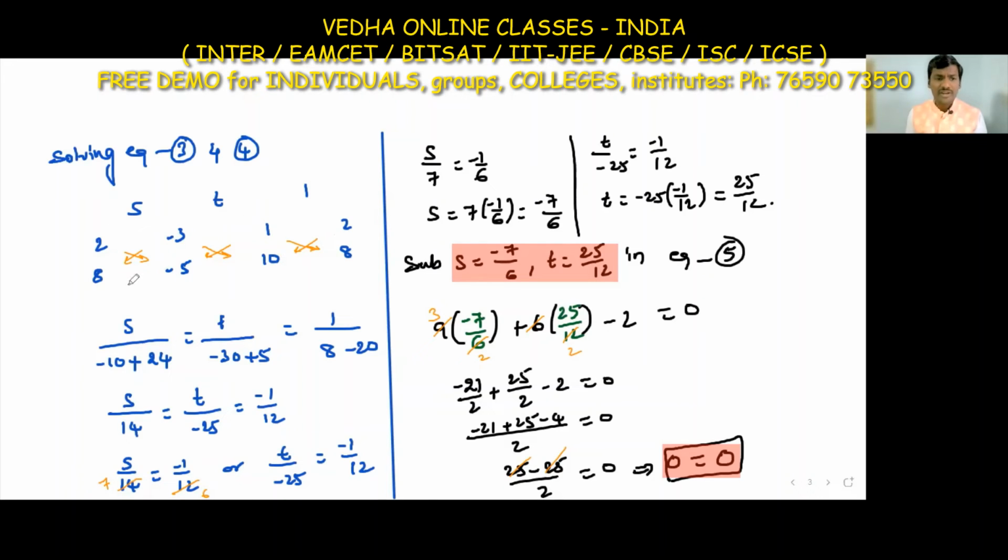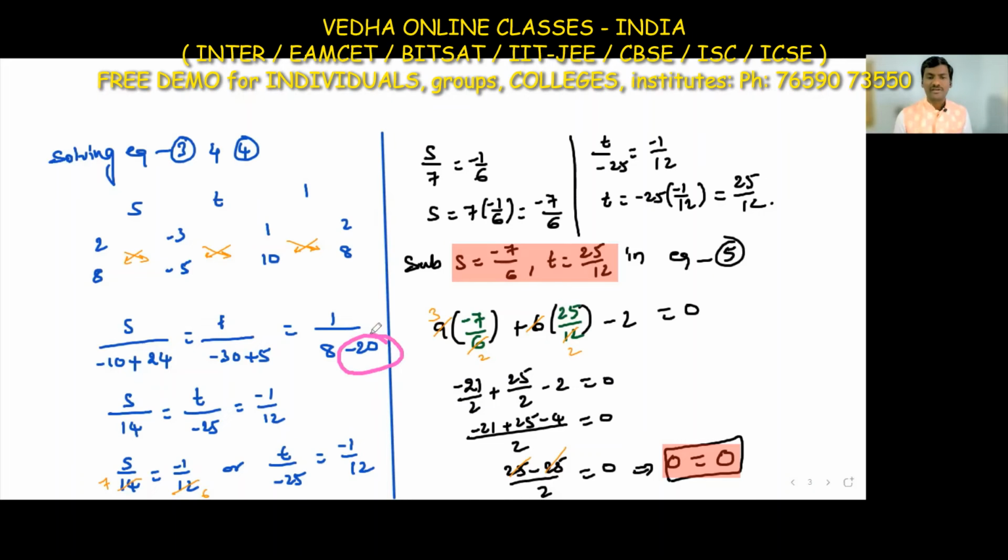And s divided by 2 into minus 5, that is minus 10, minus 3 into 8 is 24, minus 24 into minus is plus 24. T divided by minus 3 into 10 is minus 30, and minus into minus is plus 5, so 5. Equals 1 divided by 1 into 8 is 8, minus 2 tens are 20. So s divided by minus 10 plus 24 is 14, and t divided by minus 25 is equal to 1 divided by 8 minus 20, which is minus 12.